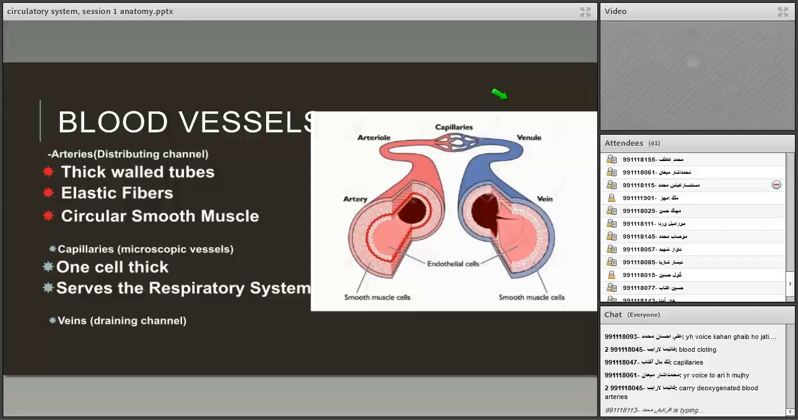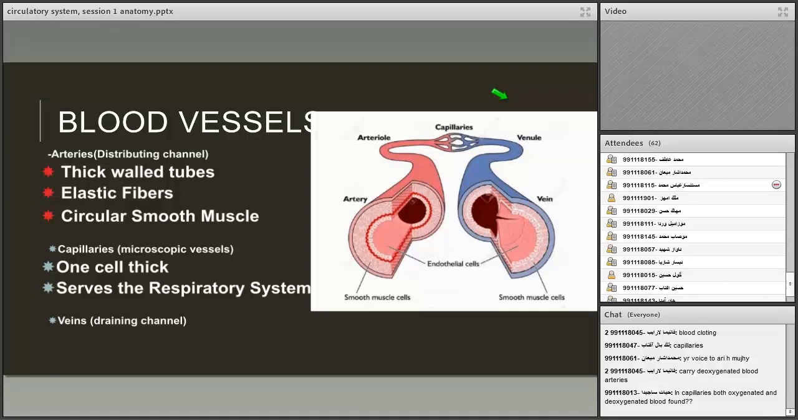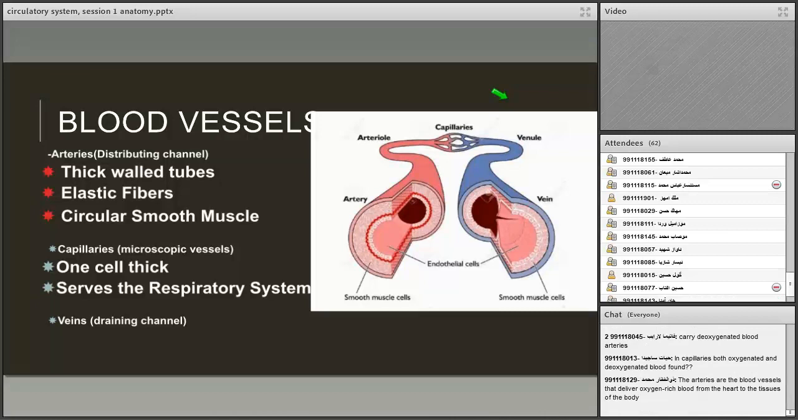The first kind of vessels that we want to talk about are the arteries. The arteries are thick walled tubes, and these are the distributing channels. They have many different parts and they have elastic fibers. I will explain the blood that is flowing in each kind of the vessels.